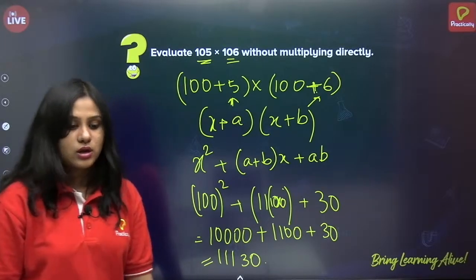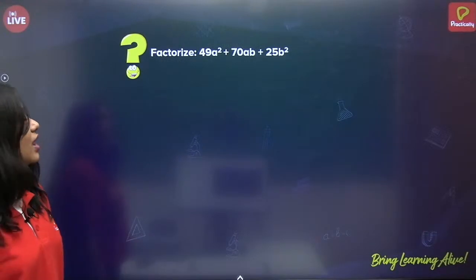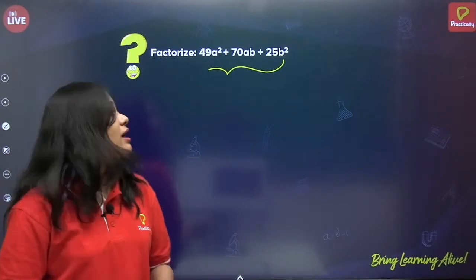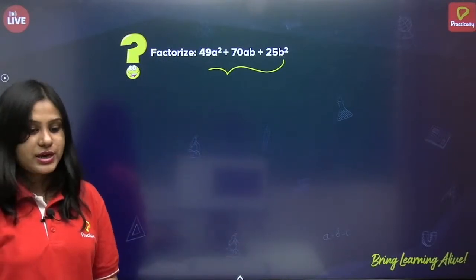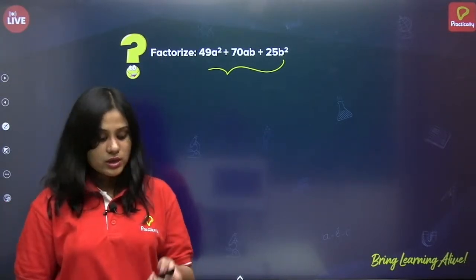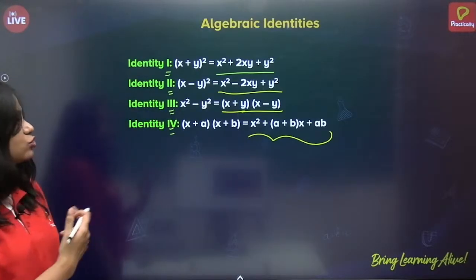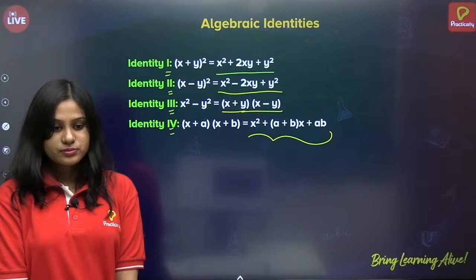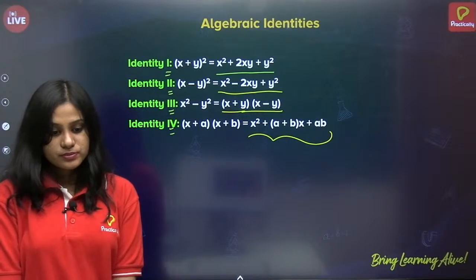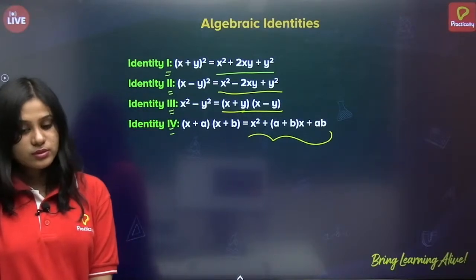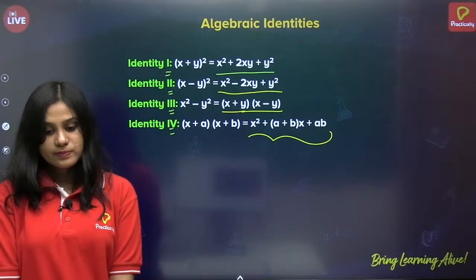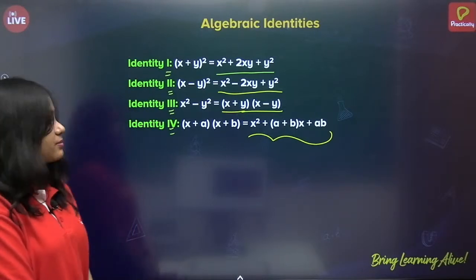Right? Okay. Next. Factorize this. Just tell me what identity I have to use to factorize it, because I can't solve all the problems in the comments, correct? So just tell me which identity can be applied so as to factorize this. I'll just open the identities. Tell me 1, 2, 3 or 4. Which identity can be used?